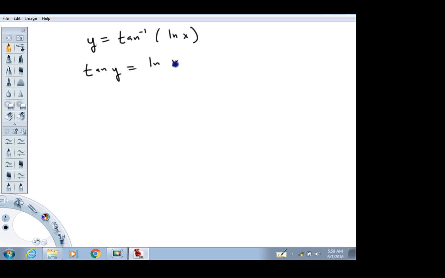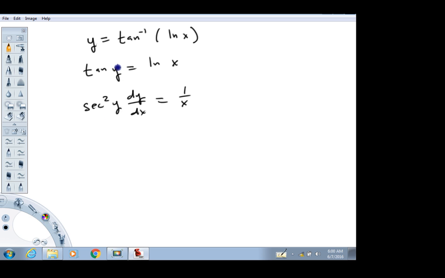Now when we differentiate, keep in mind the derivative of tangent is secant squared, so the left-hand side is going to read secant squared y dy dx equals, and then differentiation of the right side, the derivative of ln x is 1 over x. So the differentiation part is now done. All we have to do is algebraically solve this for dy dx. But before we do, we've got to figure out how we're going to deal with this secant squared y.